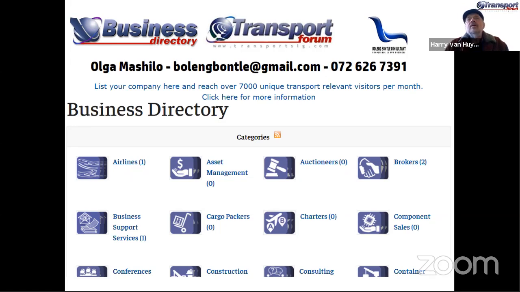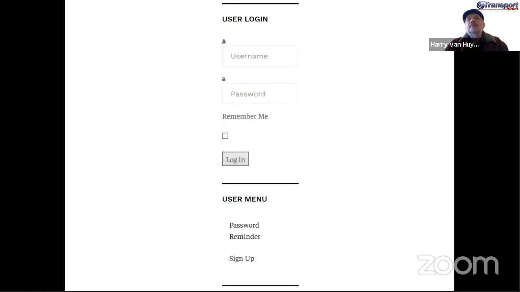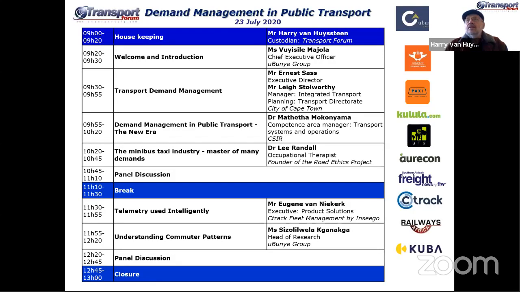Going back to our agenda, as we've mentioned, ladies and gents, this forum is free, complimentary to the public. And obviously, we've got valued sponsors making this possible for us. And there are many sponsors who have actually been supporting us since the start of the Transport Forum 13.5 years ago. So I would like to give recognition to them.